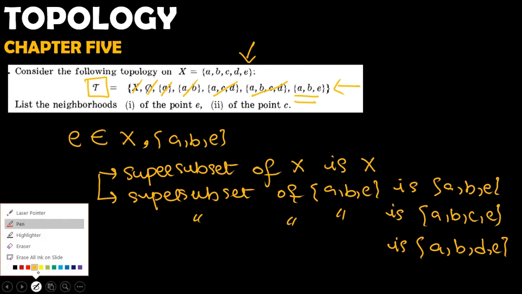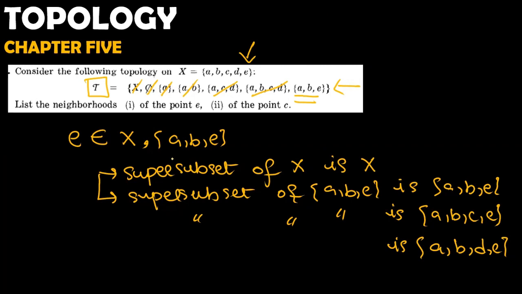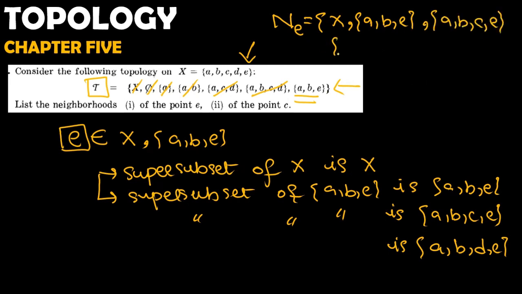So now I am going to write, because I have found more than one neighborhood of E, the neighborhood system of E, written as N_E is equal to {X, {A, B, E}, {A, B, C, E}, {A, B, D, E}}. So this is the neighborhood system of point E in X. I hope you understand the pattern of it, and you have to repeat the same methodology for the point C and find all the neighborhood system of point C.